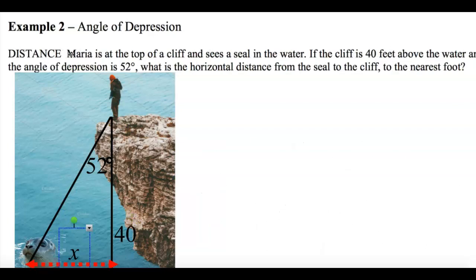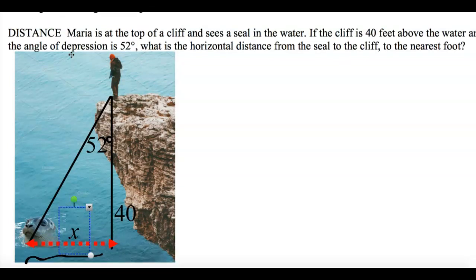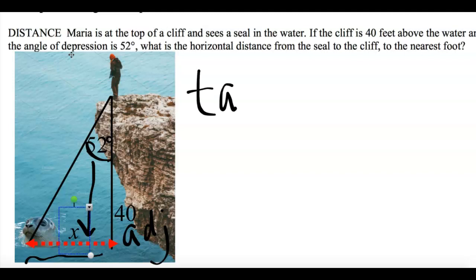Next one, it says Maria's at the top of a cliff. She sees a seal in the water. The cliff is 40 feet above the ground. The angle of depression is 52 degrees. What is the total horizontal distance from the seal to the cliff? So we're just trying to figure out this value right here, this x value. Looking at what I have, here's my angle, this guy is my opposite, this is my adjacent, and I know an angle measure, so I'm just going to use a regular trig function. This will be the tangent, and tangent of 52.